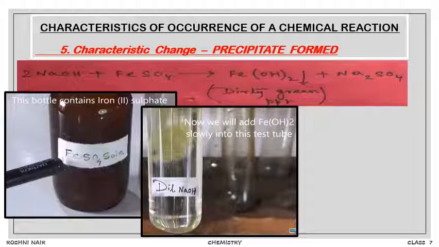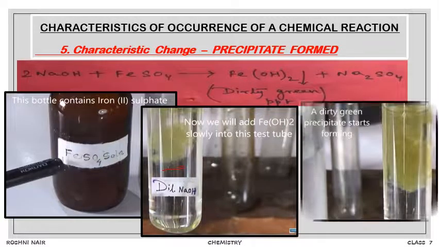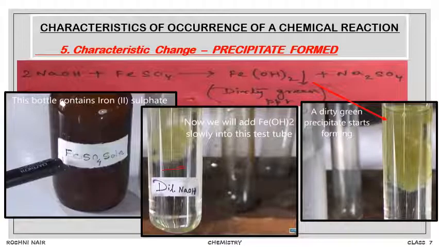Can you see here on the top? There is a color change. That is, dirty green precipitate starts forming in the test tube, and it is quite clear because dilute sodium hydroxide was more or less like water, transparent also. When dirty green precipitate is formed, it is clear. What is the product named as? Fe(OH)2, that is iron hydroxide, dirty green precipitate.